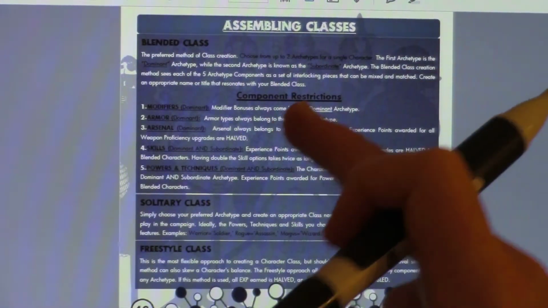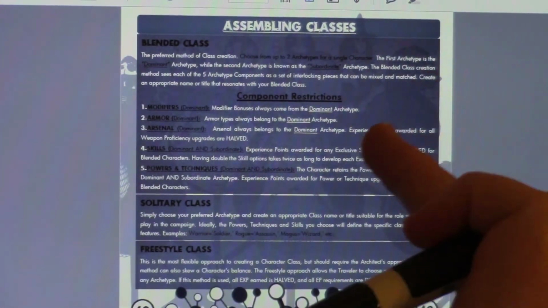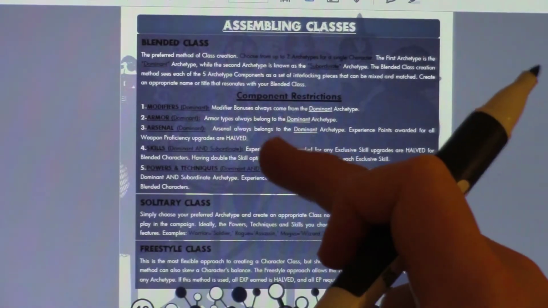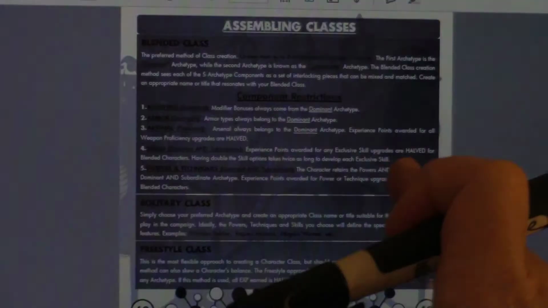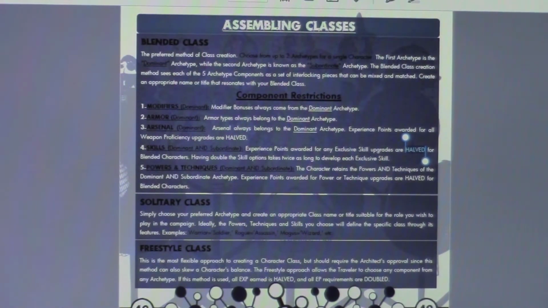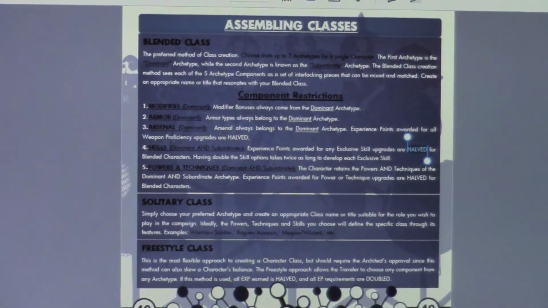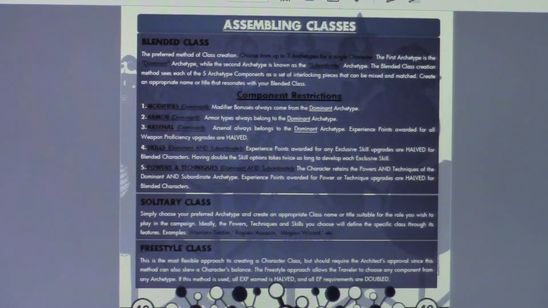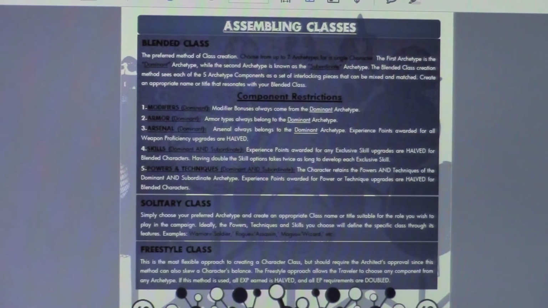So the modifiers, if you're using a blended class, always come from the dominant archetype. Your armor always belongs to the dominant archetype. Your weapons, same thing. Now, experience points that are awarded for any weapon proficiencies are halved. So keep that in mind. Skills, you can choose from the dominant and subordinate. So skills are fair game there. Okay, except any experience that you earn using skills is halved. So that's the trade-off to that.